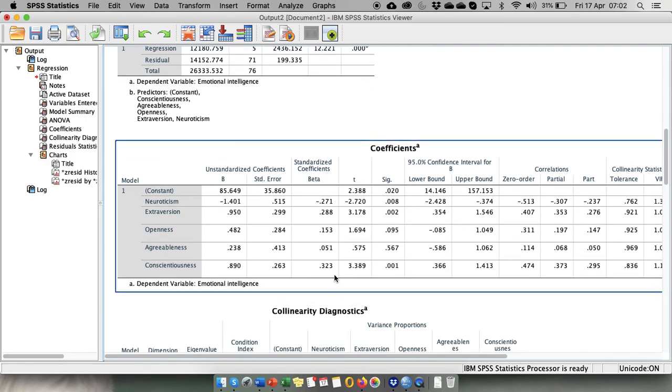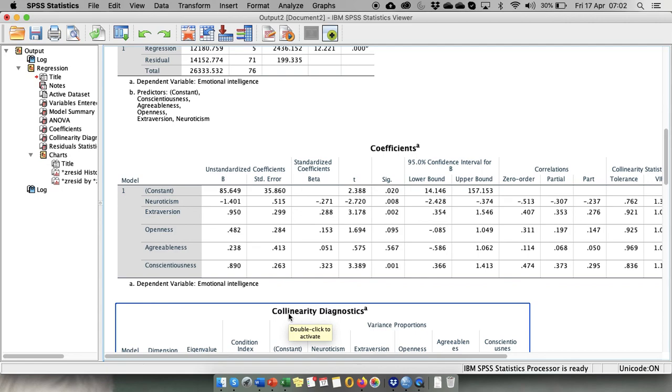And from this table, the important value is the standardized beta coefficient, whether it is significant or not. And you can, in addition, report confidence intervals. So those are the three main tables for interpretation of results. And this is it.